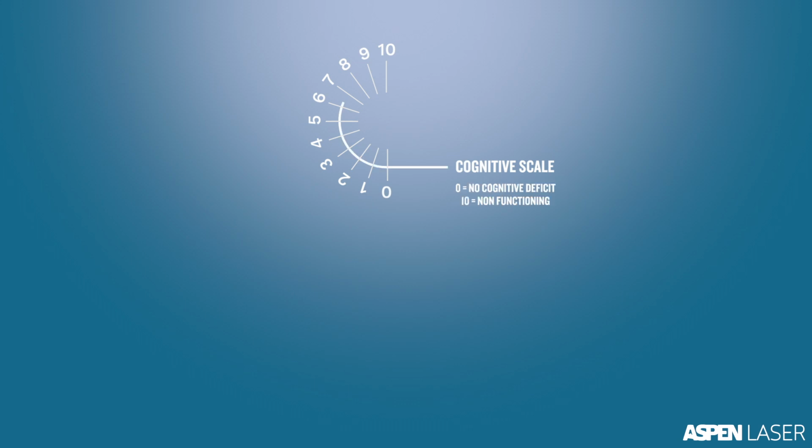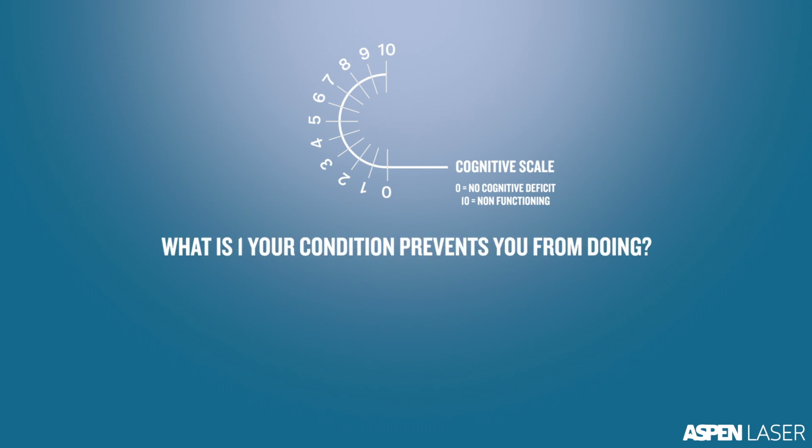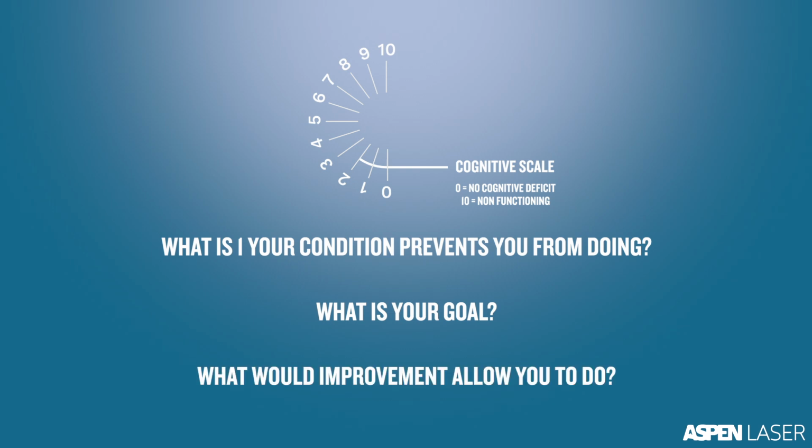For cognitive health, the questions would follow. On the cognitive scale, the scale would be 0 being no cognitive deficit and 10 being non-functioning. We'd ask them where they rate on that scale. We would also then ask them what is the one thing that their condition prevents them from doing. We would follow up with what is their goal, again on the same 0 to 10 scale, and then follow up with what is the one thing that improvement in their condition would allow them to do.